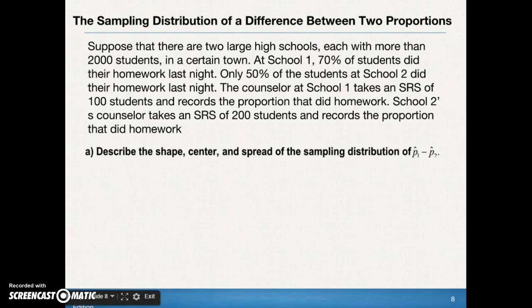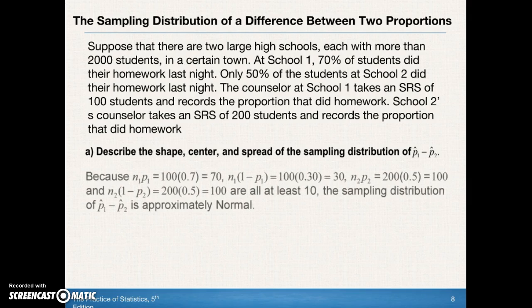So again, now we're doing kind of similar things. Suppose that there are two large high schools, each with more than 2,000 students in a certain town. Again, at high school 1, 70% did their homework. Only 50% did their homework at school 2. And the counselor at school 1, again, takes a simple random sample. So exactly the same scenario that we were looking at before, but now they're going to show you the work, not just the picture from the graph.